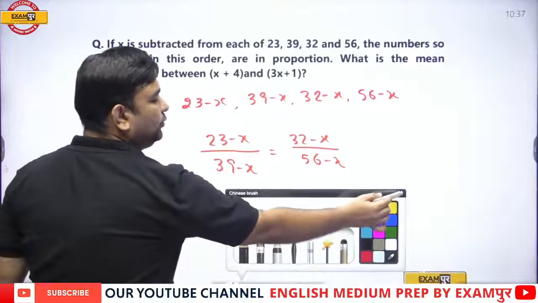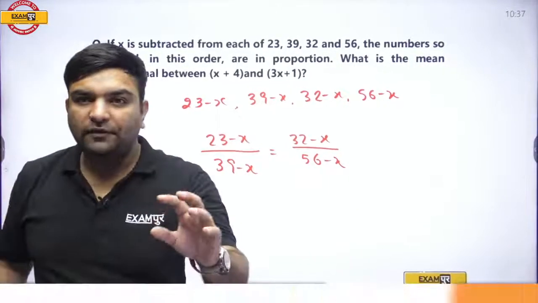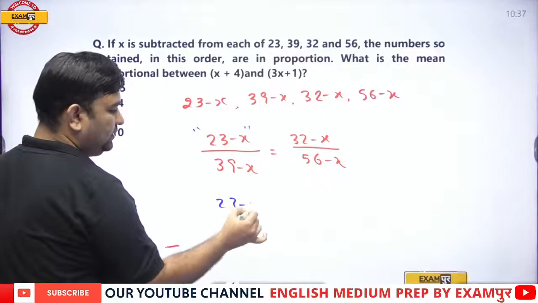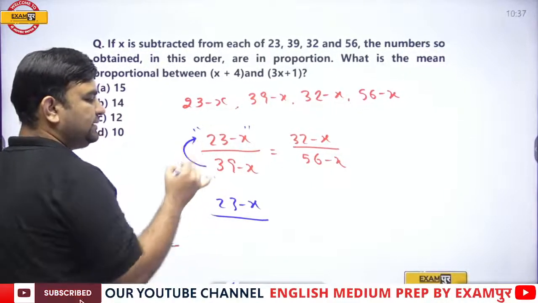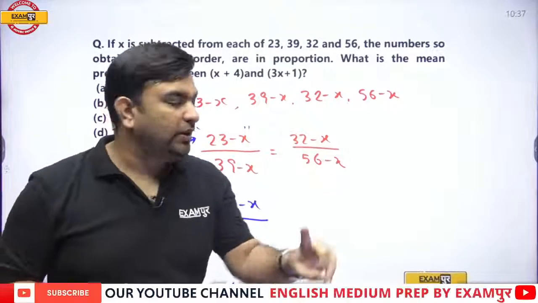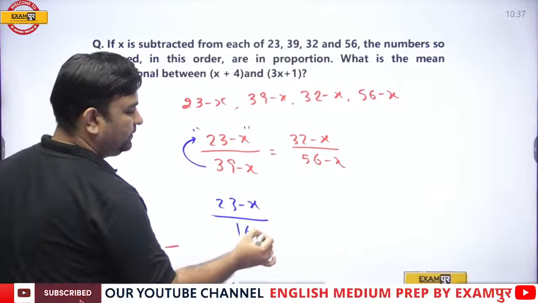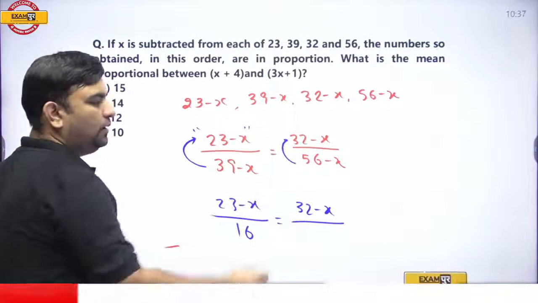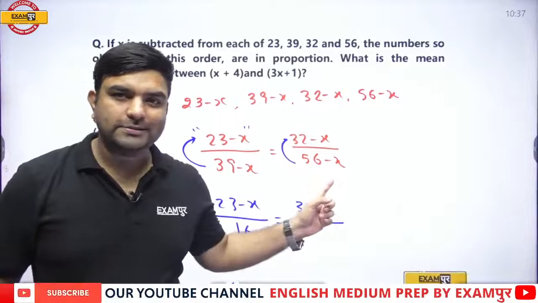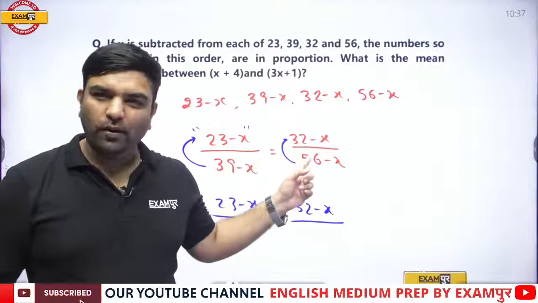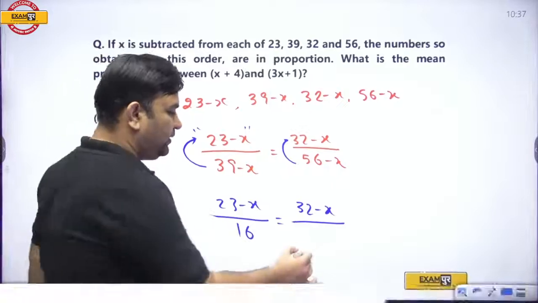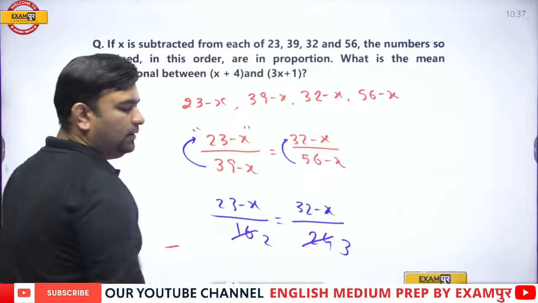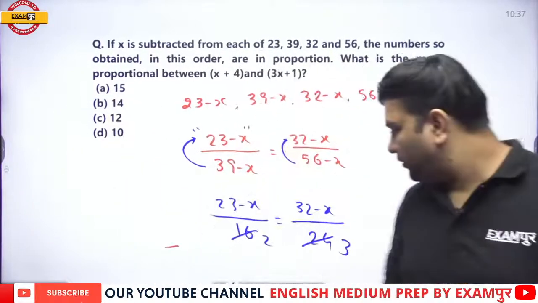Again apply the dividendo, keeping the numerator as it is. This minus this. 39 minus 23, it's 16. Keep the numerator as it is. Apply the dividendo. What is it? 24. Yeah, 24. 8 twos are 16, 8 threes are 24.